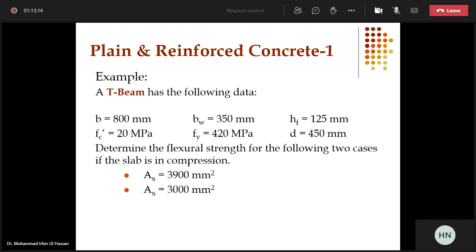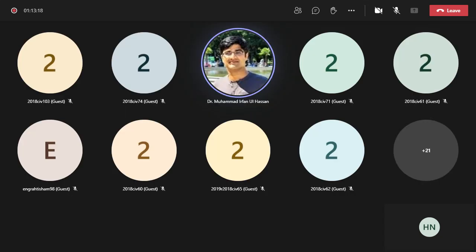So this was the case also you studied about the T-beam, where T-beam is a behavior. It depends that you will go for the T-beam design only when the depth of the neutral axis exceeds the flange thickness.